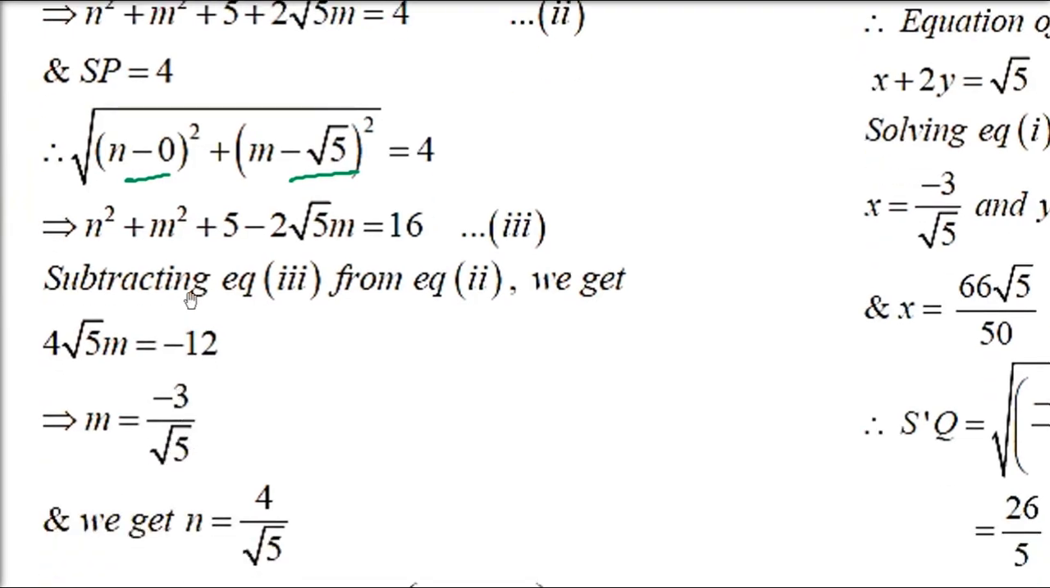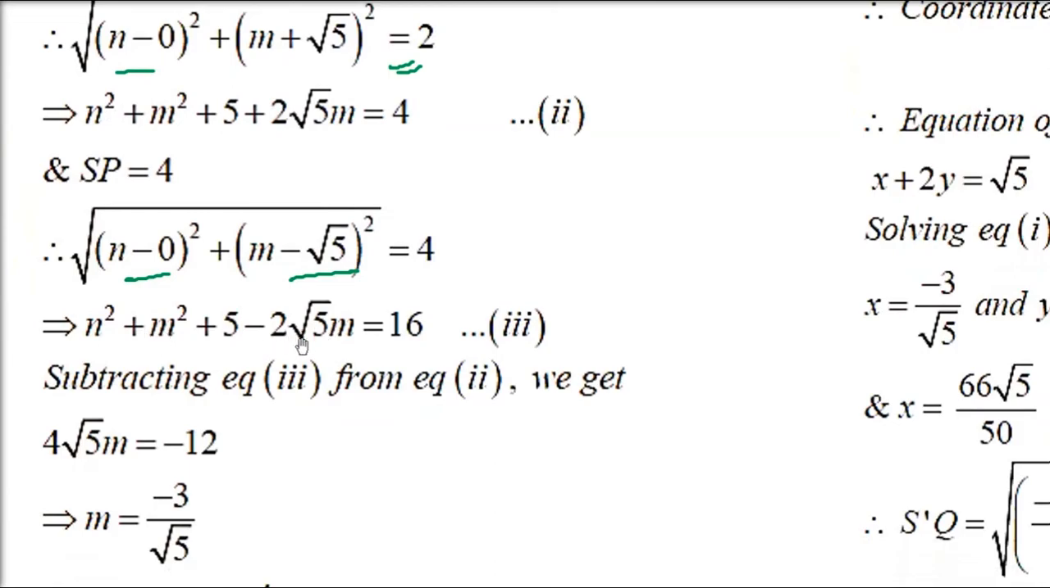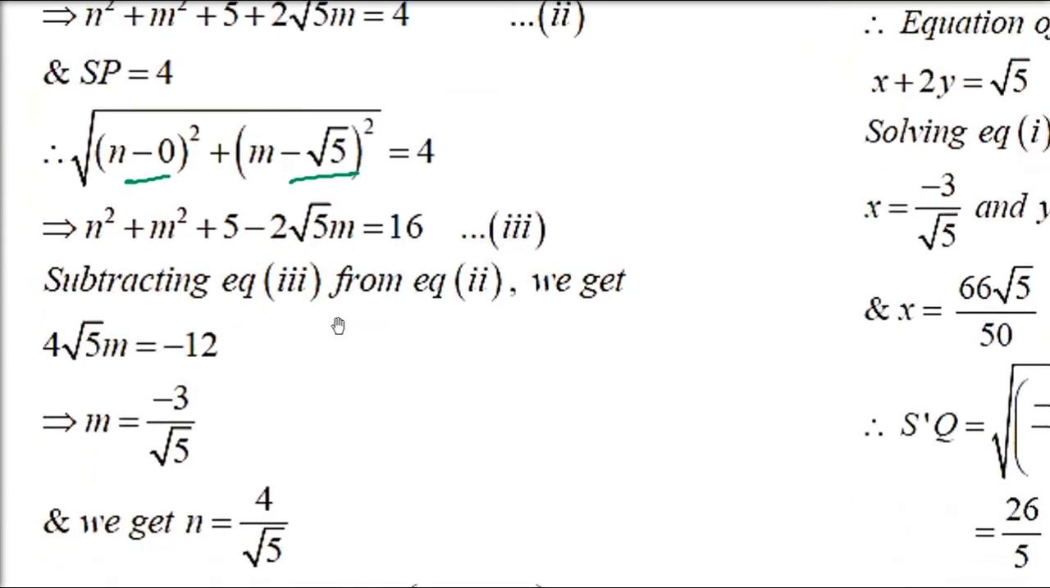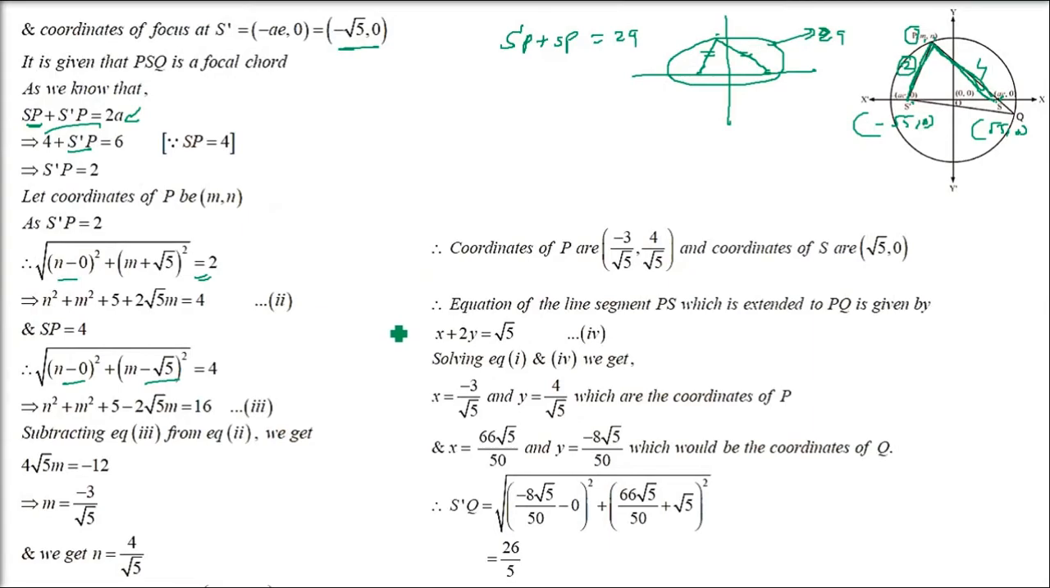Now this m you put in any of the equations, second or third. You will get n. So now n and m are known. So now we have ae comma 0, minus ae comma 0, and n and m. Right? So now we still don't know the Q point. We still don't know the Q point. So now we will try to find out the 2 points by intersecting this ellipse with the straight line. So we have a line.